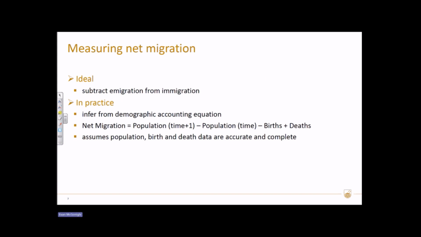It assumes your population, birth and death data are accurate and complete. The reality is they're often not. What you get from a net migration residual is a combination of net migration and any error in your population, birth or death data.